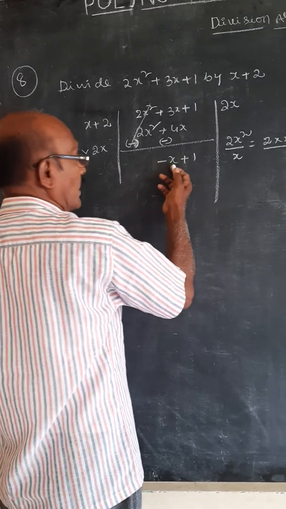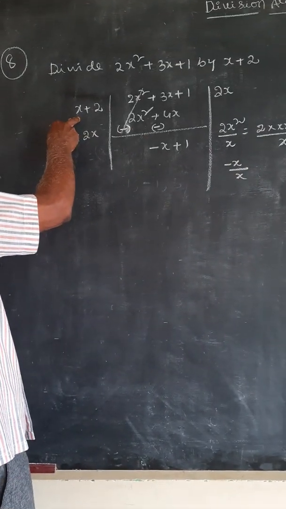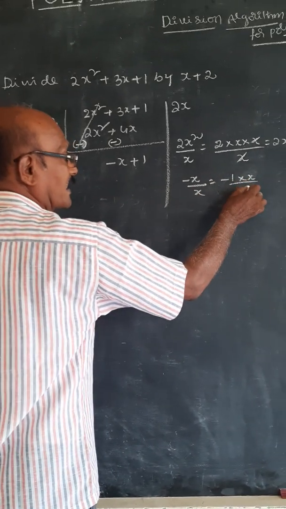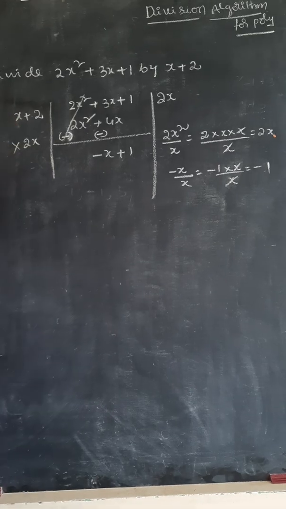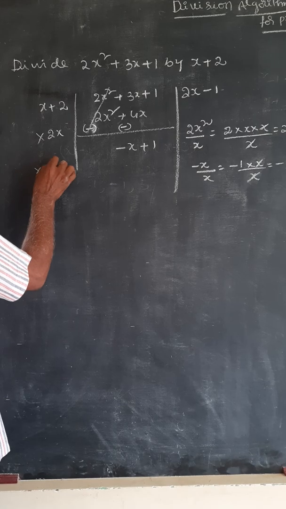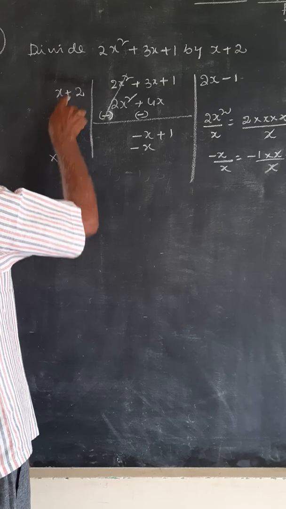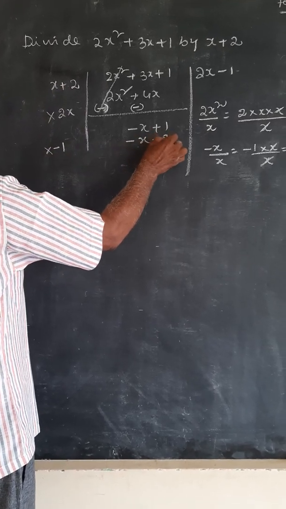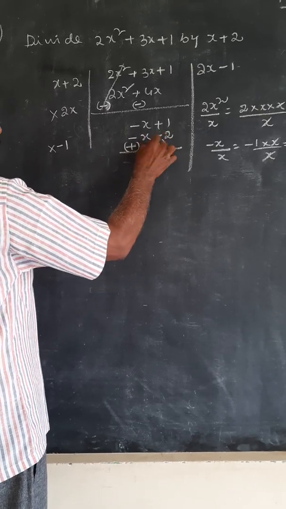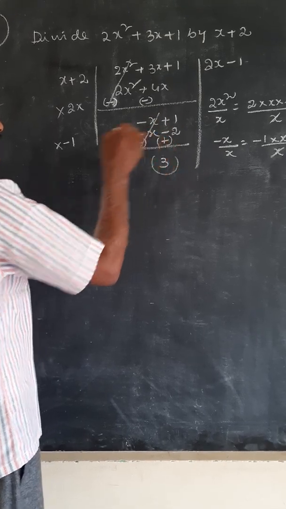Next, step 2. What is the first term? Minus x divided by again the first term of the divisor, x. Minus x means minus 1 into x by x. x cancels, minus 1 is the quotient. So write minus 1 as quotient and again multiply with minus 1. Minus 1 into x, minus x; minus 1 into plus 2, minus 2. Subtraction, change the symbols, plus. Next, plus, minus x plus x cancel, plus 1 plus 2, that is equal to 3.